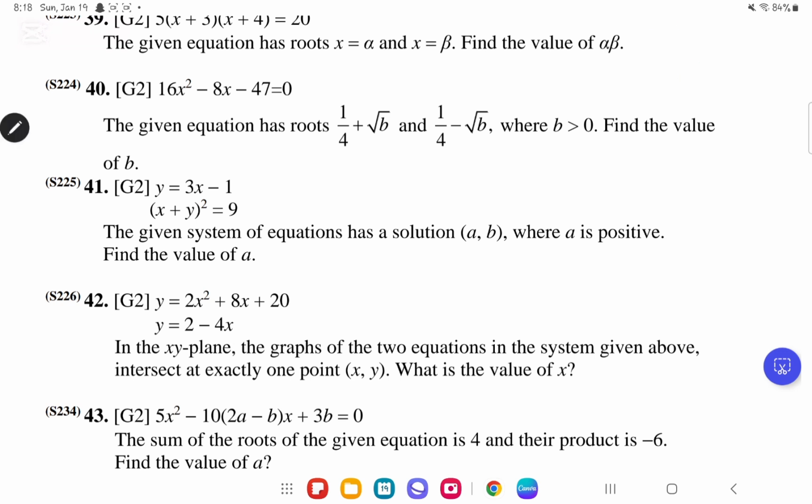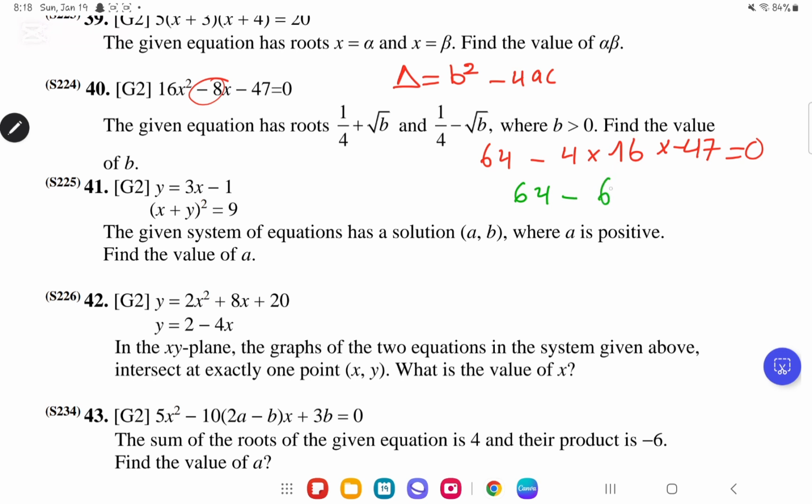So here I think we need to apply the discriminant. We know the discriminant is equal to b squared minus 4ac. Our b is 8, so it's going to be 64 minus 4 times 16 times minus 47 is equal to 0. Now, if you don't want to multiply it all, what we can do is we know 64 minus 4 times 16 is 64 times minus 47.